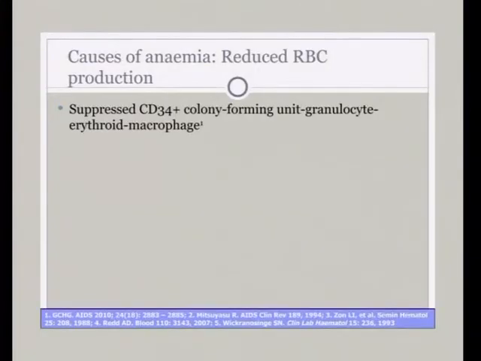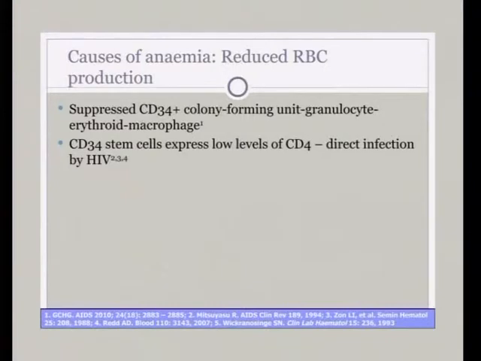So if we look at central causes in the bone marrow, CD34 colony stimulating multipotent precursor stem cells that can develop into any one of the myeloid lineages, be it granulocytes, platelets, or red cells in terms of terminal differentiation, are suppressed. And we know that these cells express low levels of CD4, and the stem cells are directly infected by HIV, causing them to produce less. That is probably not the most important feature.